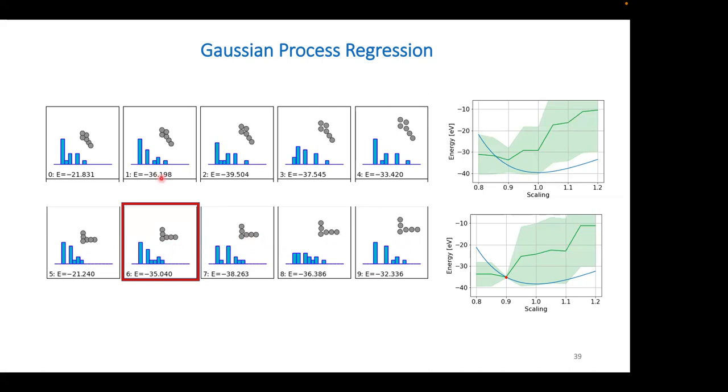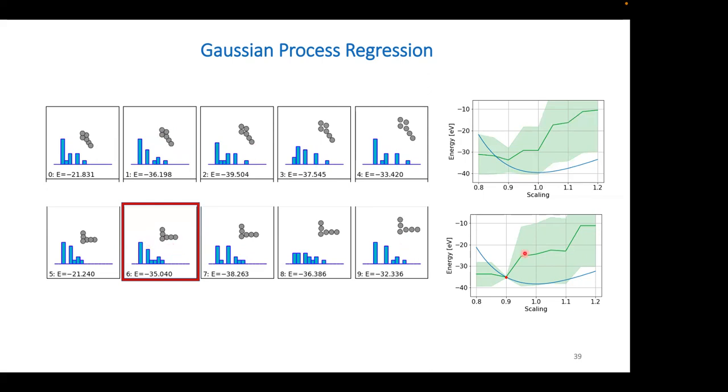Or if we go one row up here, these structures are also compressed and expanded, but they have a different geometry. But I base my model only on this one single data point. It's a very poor model. It has almost nothing to learn from.